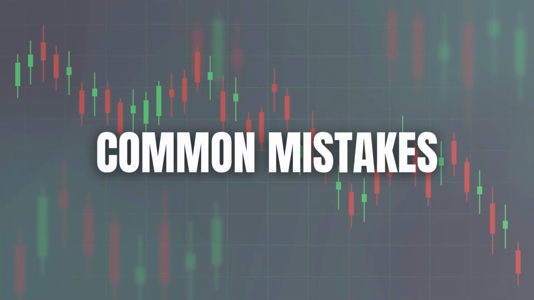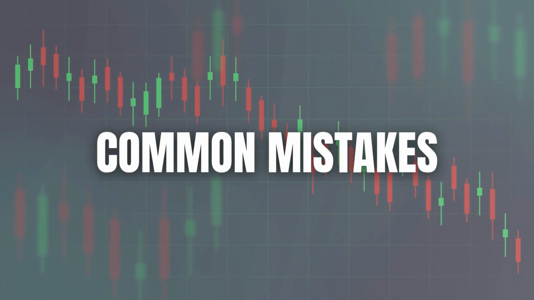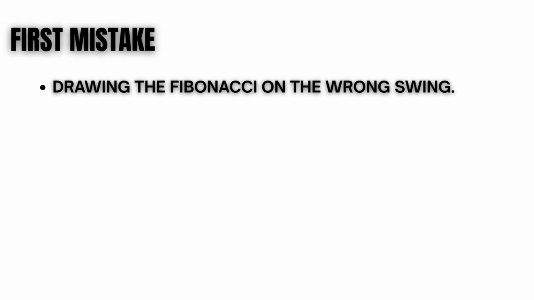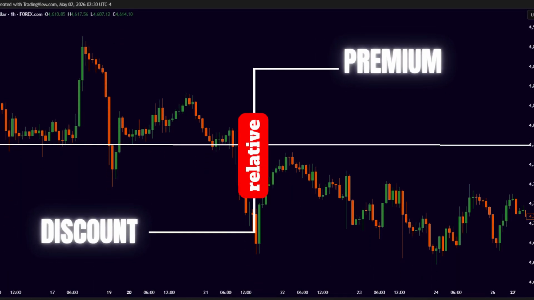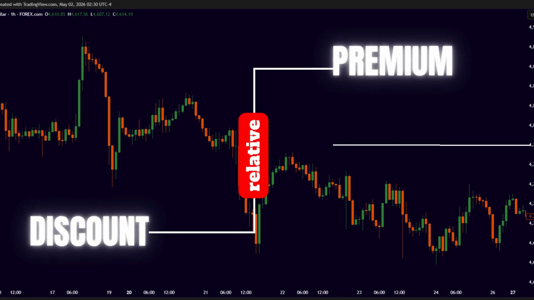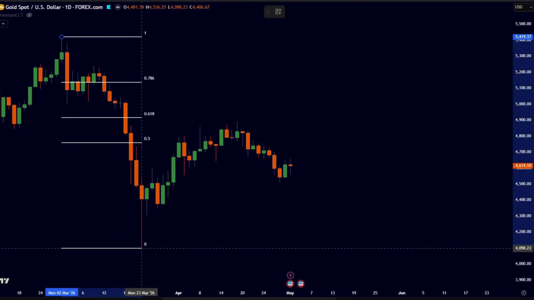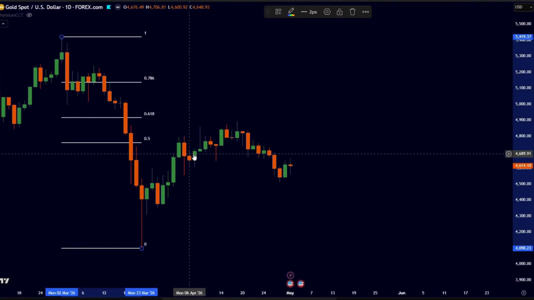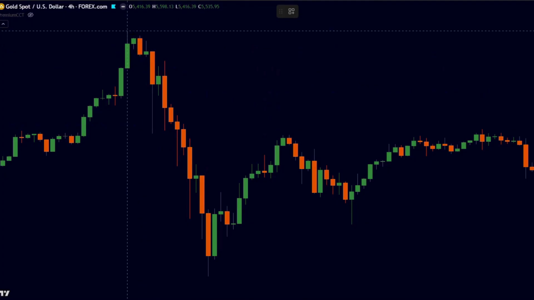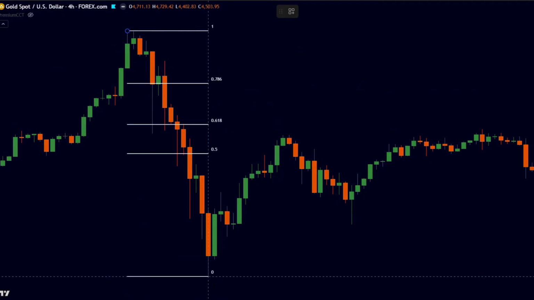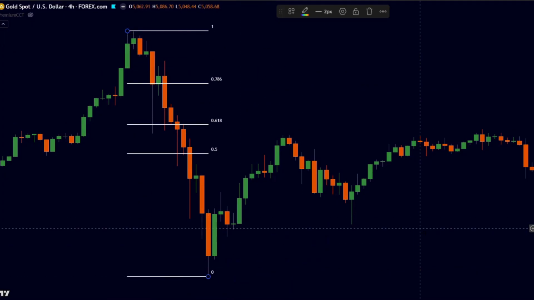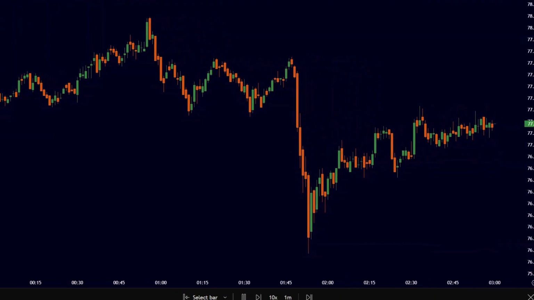There are 2 mistakes I see constantly with this concept, and I want to address them directly. The first mistake is drawing the Fibonacci on the wrong swing. Premium and discount are relative. They only make sense in the context of a specific swing. If you are on the daily chart, you draw your Fibonacci on the most recent significant daily swing. If you are on the 4-hour, you use the most recent 4-hour swing. Mixing up time frames when drawing your ranges will give you meaningless levels.